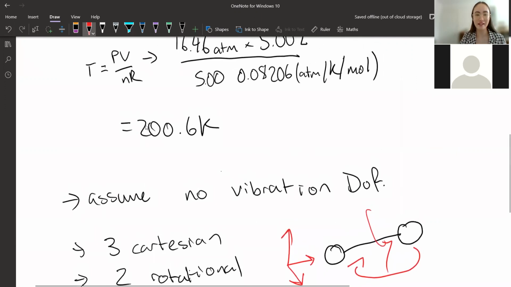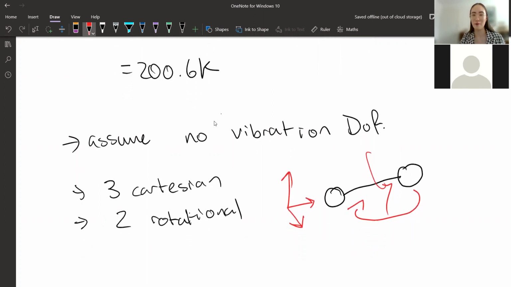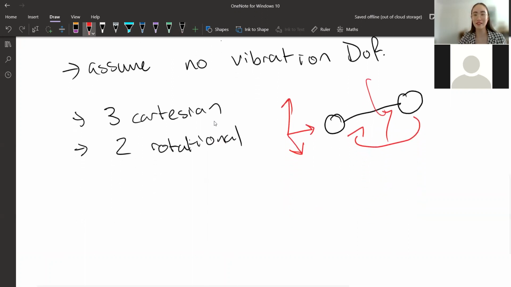If you did have a very, very, very high temperature, I don't actually know what the threshold is, then there might also be vibration degrees of freedom, and you would then have to do more maths. But typically, they will hopefully only ask for the simple one where you just prove that it's at a reasonably low temperature and you just go bang, 3 Cartesian, 2 rotational, therefore 5 degrees of freedom.